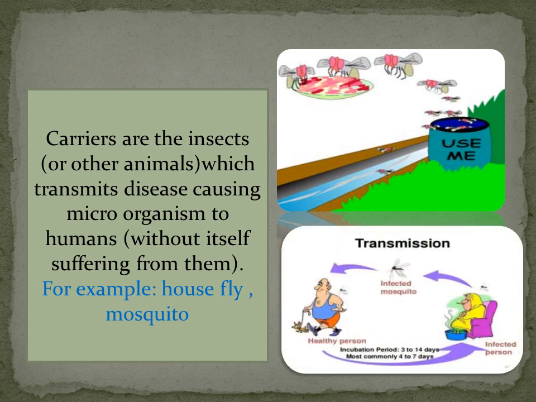The next one is transmission of disease by a mosquito. A mosquito also acts in a similar way. A mosquito will bite an infected person. Suppose one person is suffering from malaria. As you can see in this picture, the mosquito sitting on this infected person will take the blood of the infected person.